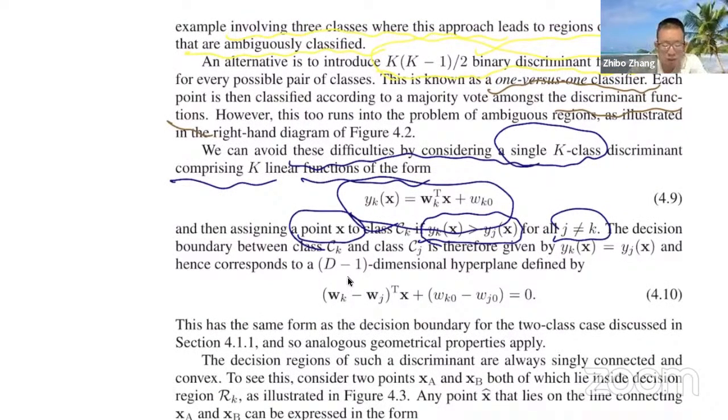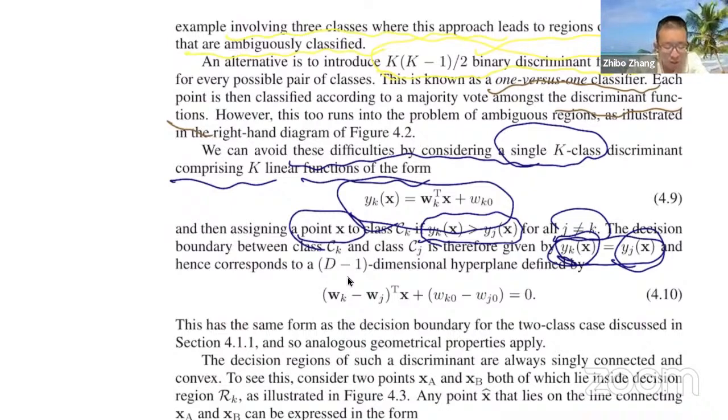The decision boundary between class CK and class CJ is therefore, if we want to just focus on two categories, basically a race condition between the two outputs from the two categories. We don't care about the rest. We just care which value is higher. If YK is higher, then it gets the qualification to be compared with other categories. If YJ is higher, then it gets the qualification to be compared with the other categories.